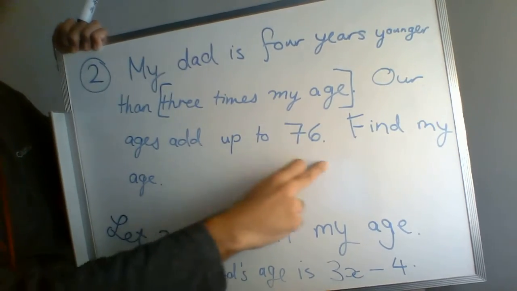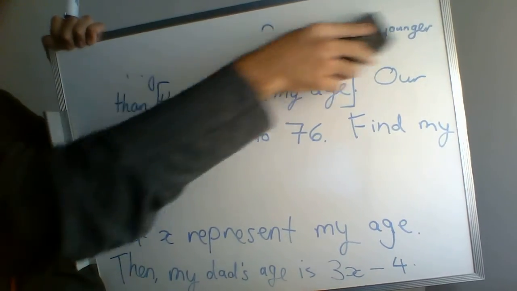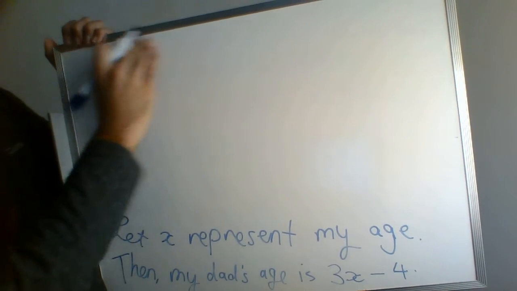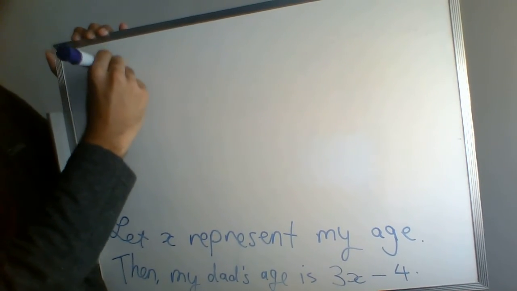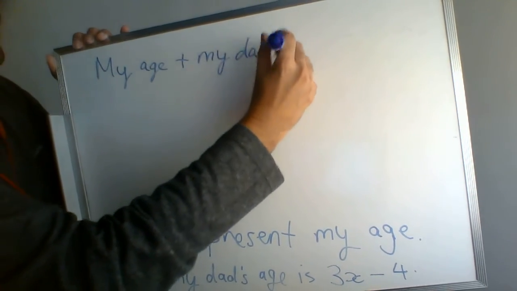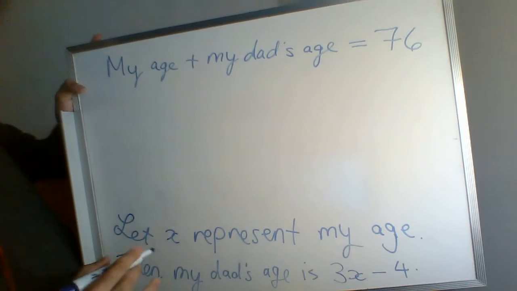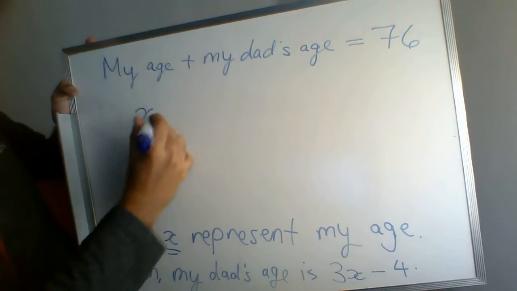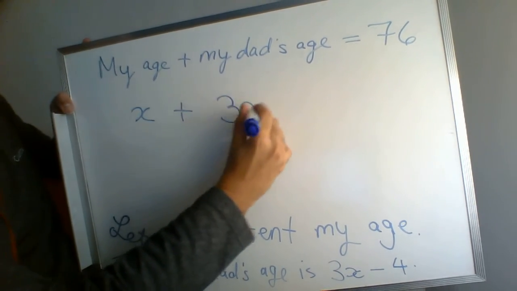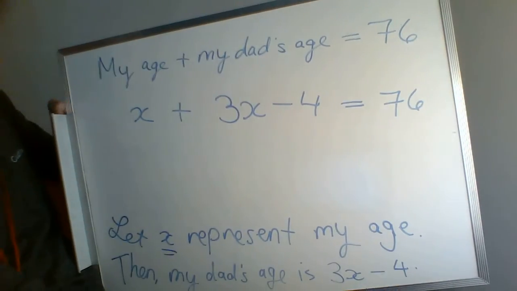age equals 76. So if we go ahead and do that, let me get rid of this question right here, and we'll use the open space to write that out. So we know the sum of our ages is 76. Our ages add up to 76. So my age plus my dad's age is equal to 76. Alright, now we know my age is just x. So we'll put in an x plus, and then we know my dad's age is 3x minus 4. 3x minus 4 is equal to 76.